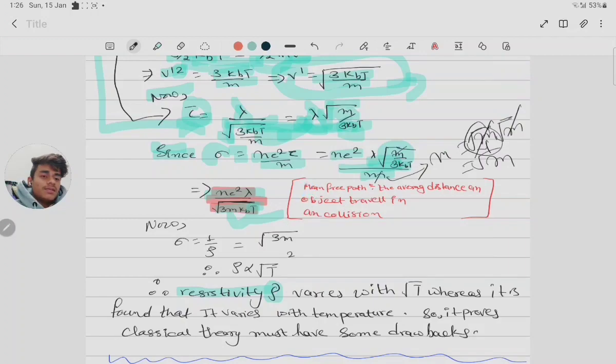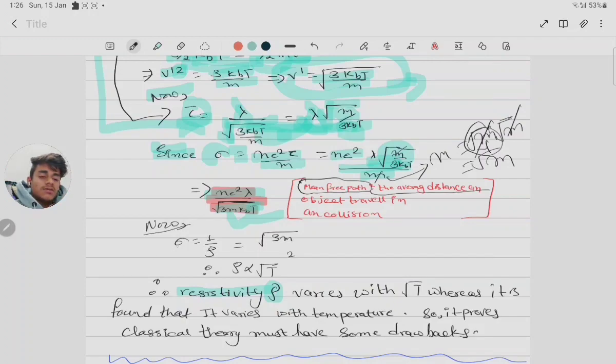Now I am going to tell you about the mean free path. What is the mean free path? The mean free path is the average distance covered by an object between collisions.